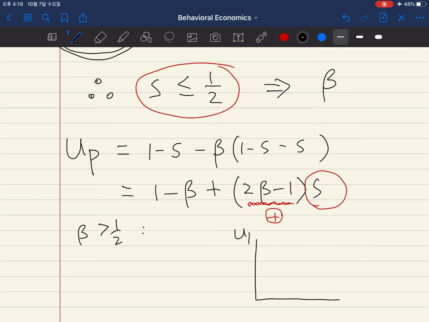So if we draw proposer's utility as a function of s, we can see that this is a straight line with a positive slope. Therefore, in this case, to maximize his utility, proposer is going to offer the maximum, biggest possible number of s to responder. So in this case, proposer is going to offer exactly half.